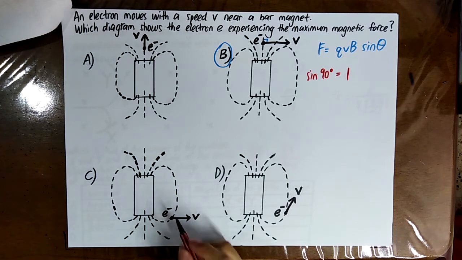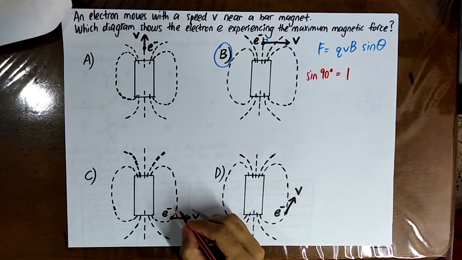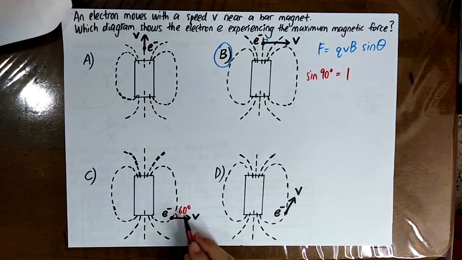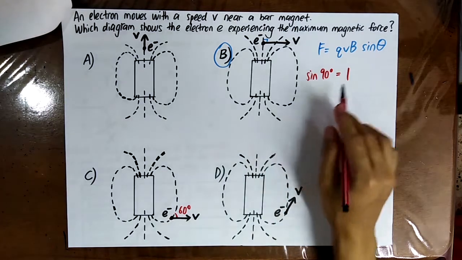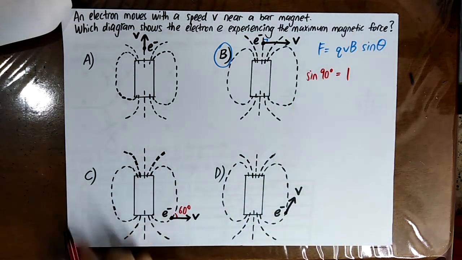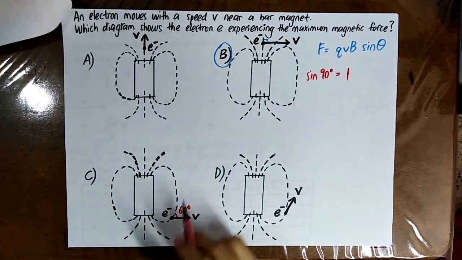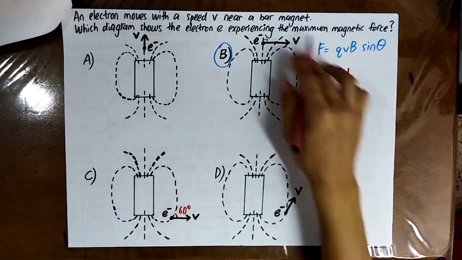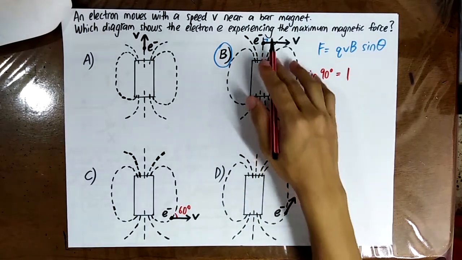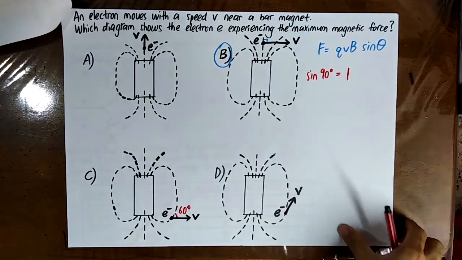Okay, in this case, the angle is quite small, maybe about 60 degrees. But sine 60 degrees is still less than sine 90 degrees. So in this case, there's only some magnetic force acting on the electron. And then in this case, the magnetic force that acts on the electron is maximum.